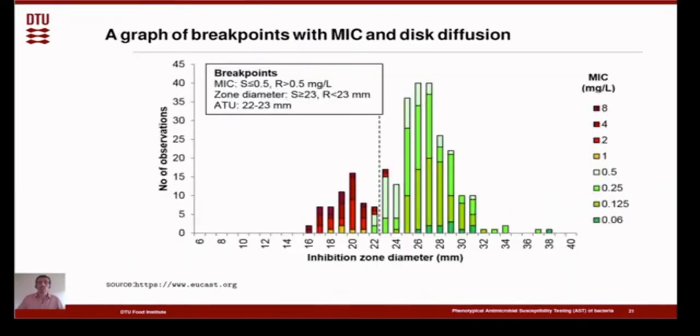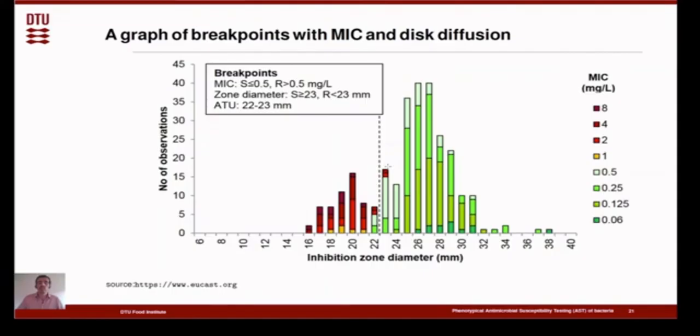So the area of technical uncertainty can be seen here when we have some overlapping. In this graph, we have the inhibition zone and the diffusion, and the colors in green are the susceptible, and the red ones are the resistant. So we have some overlapping here, the area of technical uncertainty between 22 to 23. So this is a situation where we cannot conclude that, for instance, that isolate is completely susceptible.